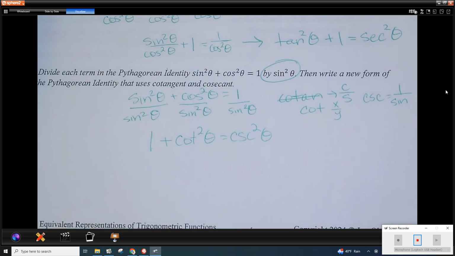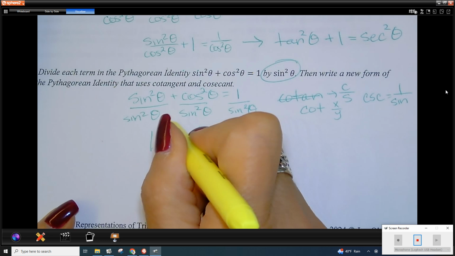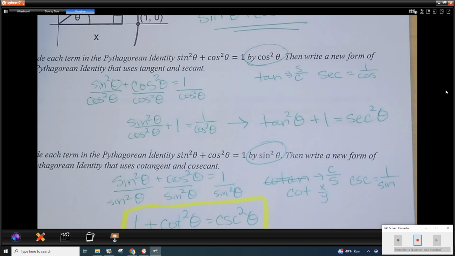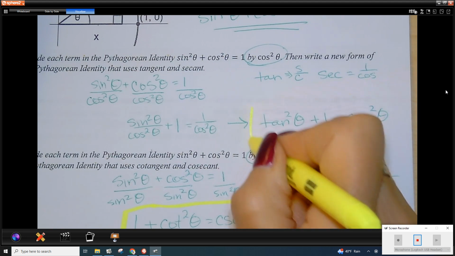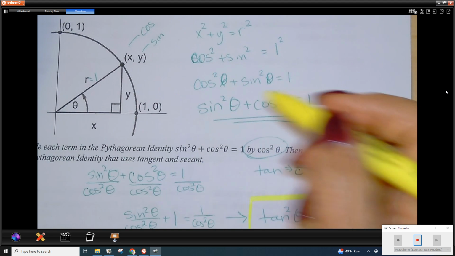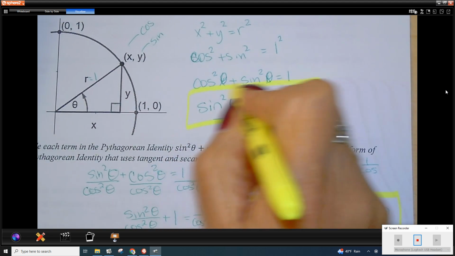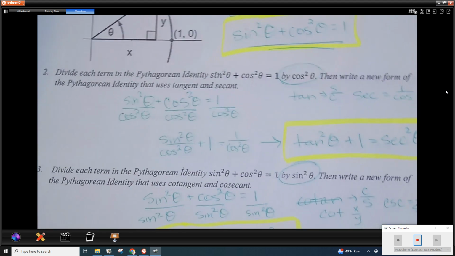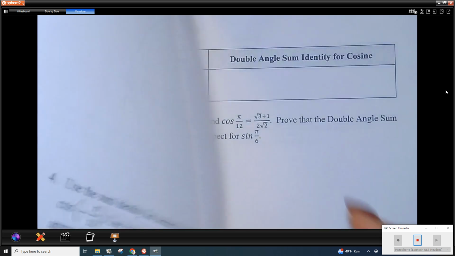So I'm going to grab a highlighter and just highlight the final identities that we got in each of these. So there's that one. There's that one. And that one that you should memorize. Okay, that's page 1. Let's go to page 2.